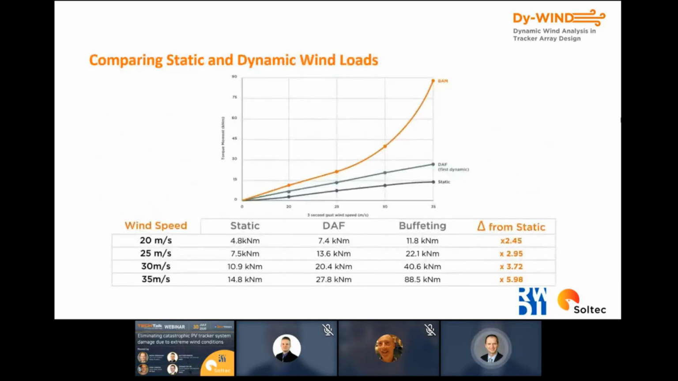Here you can see an example of the effect of the dynamic coefficient. The torque moment of a specific tracker increases here with the wind speed. For high wind speeds, the dynamic component of the moment becomes significantly higher than the static part. This increase can be predicted by the buffeting method, but not by only using dynamic amplification factors. Recently, RWDI finished a series of full 3D aeroelastic tests to verify the buffeting method. And Matthew, could you please introduce this work?